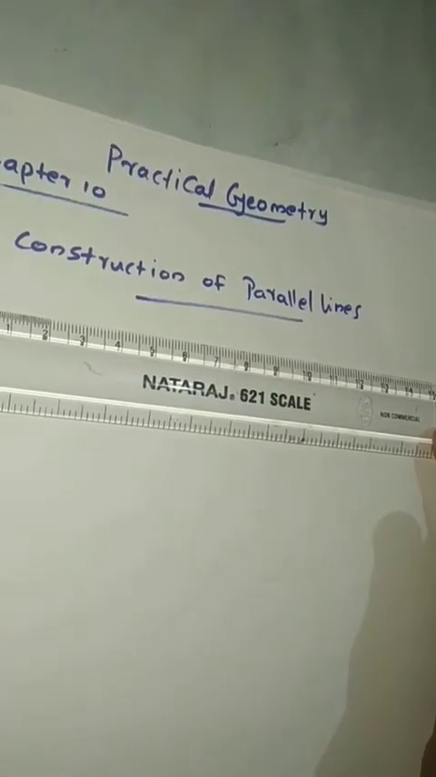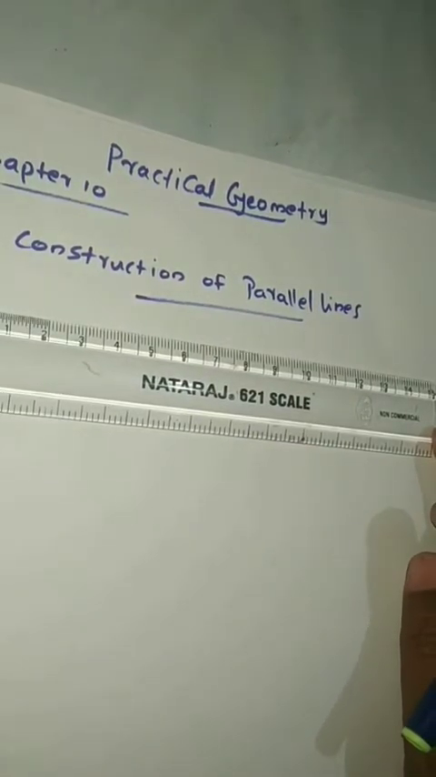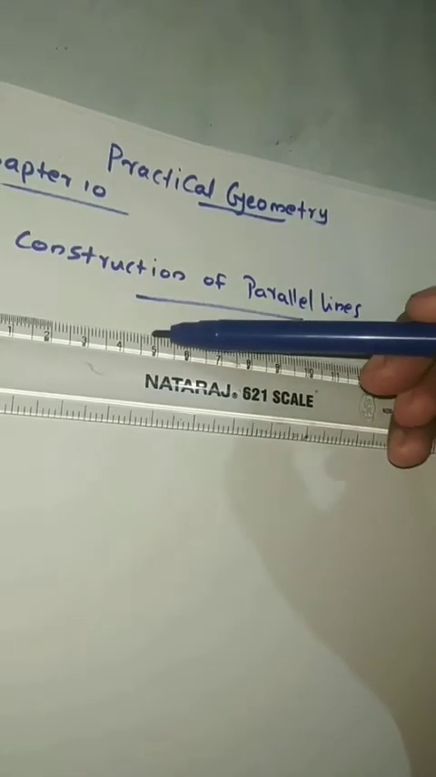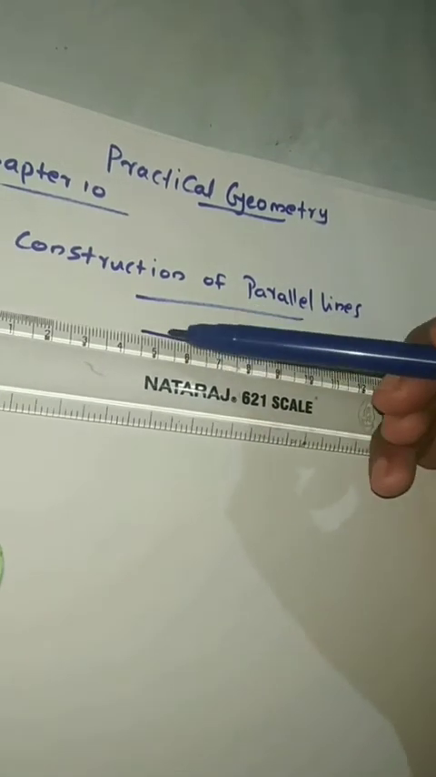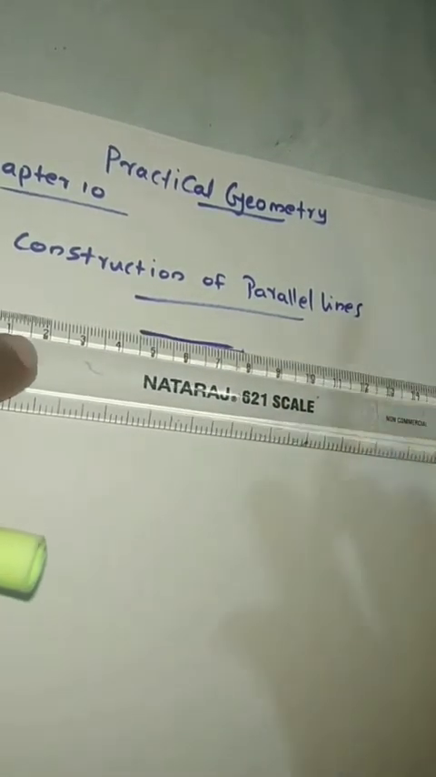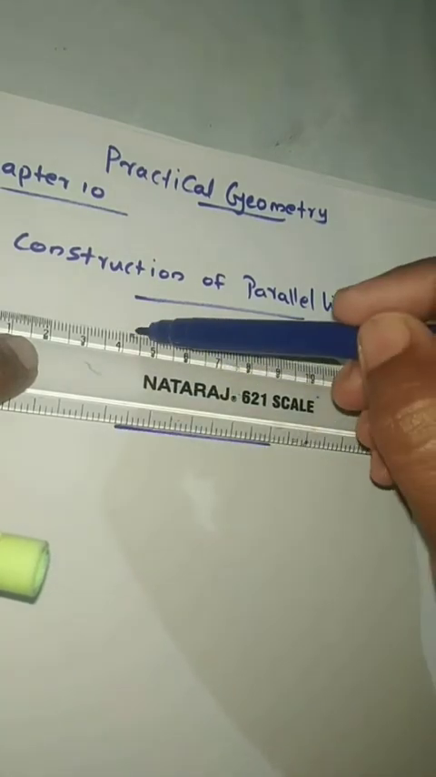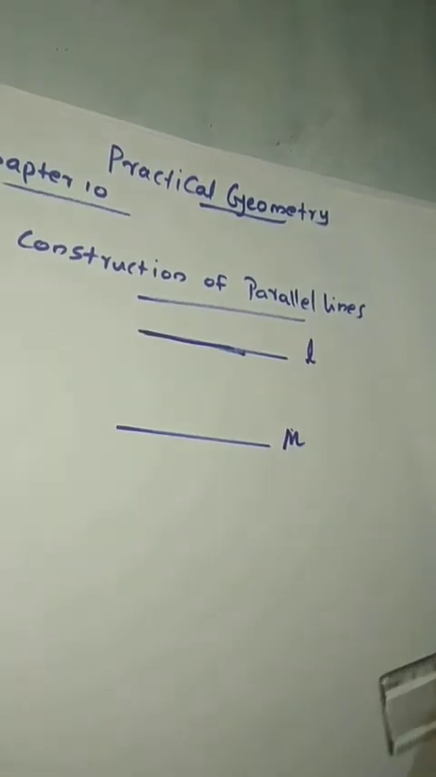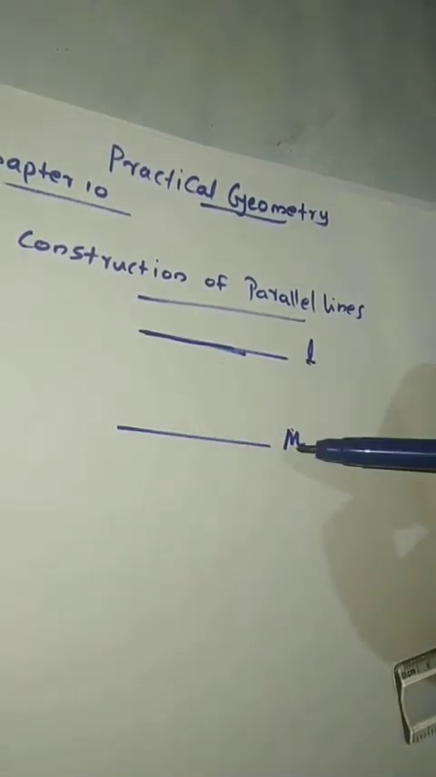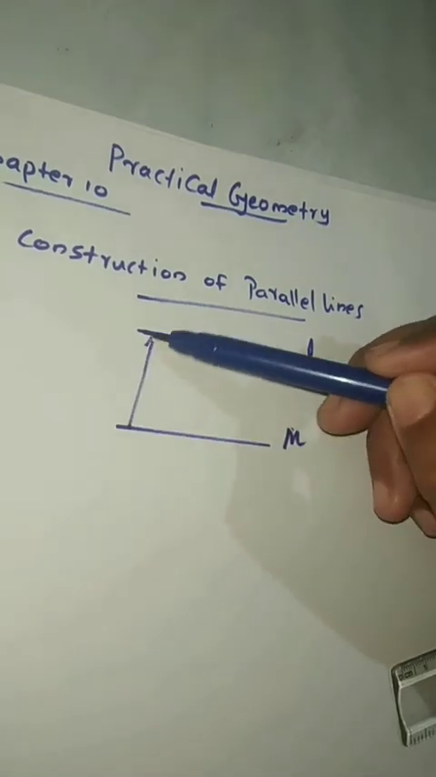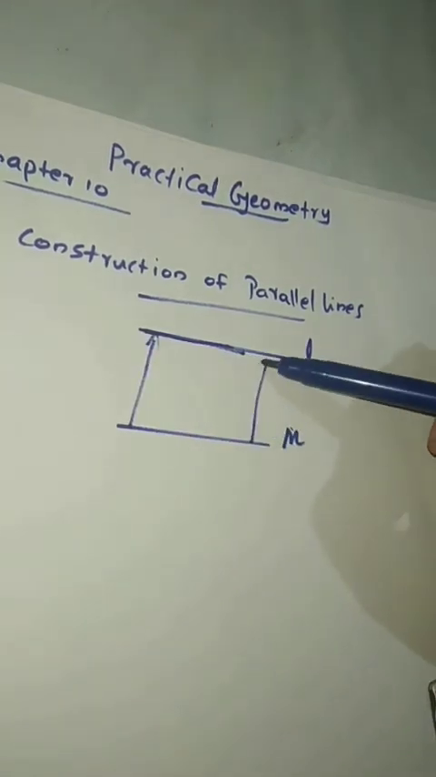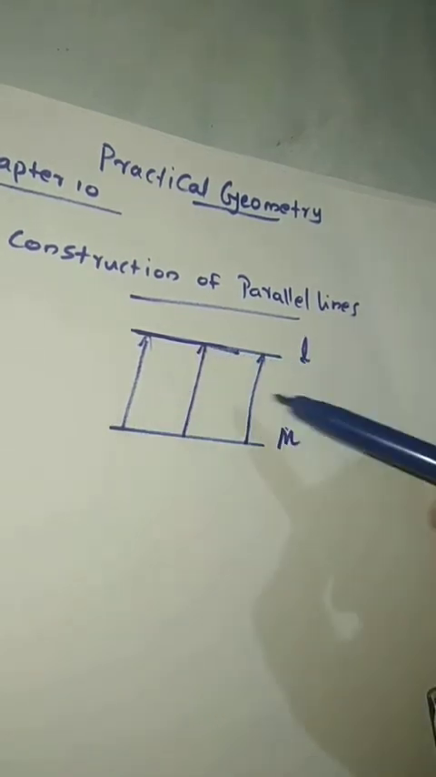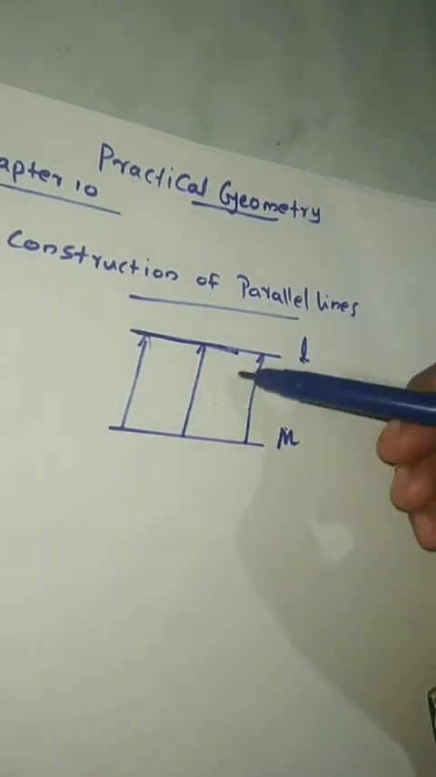Now we can start our 10th chapter, Practical Geometry, Construction of Parallel Lines. Here, it is very easy for us to draw parallel lines. These two are parallel, line L and line M. These two lines have equal distance from start to end, same distance.